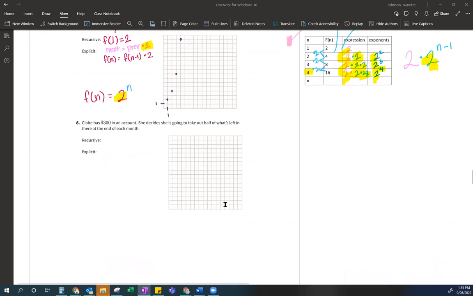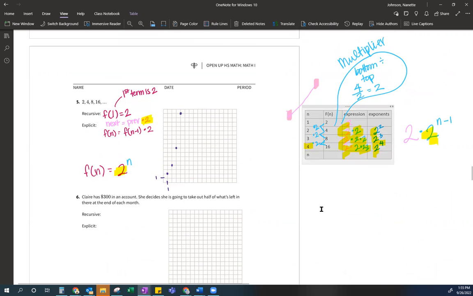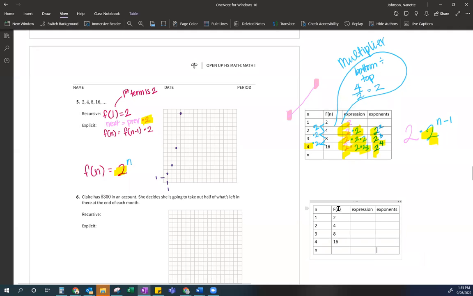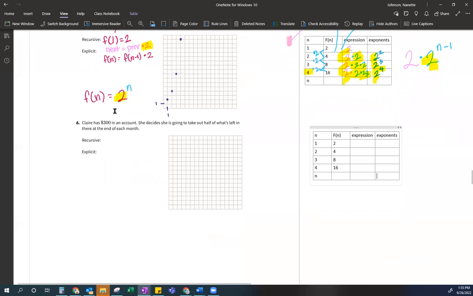Okay, so again, I want to use a table. So I'm going to copy this table because I want to use it over here. So Claire has $300 in the account. In the very beginning, she has $300. And then she's going to take out half of what is left there at the end of each month. So she's taking half every single time, right? So let's erase that. If she takes out half, she's left with 150. If she takes half again, she's left with 75.